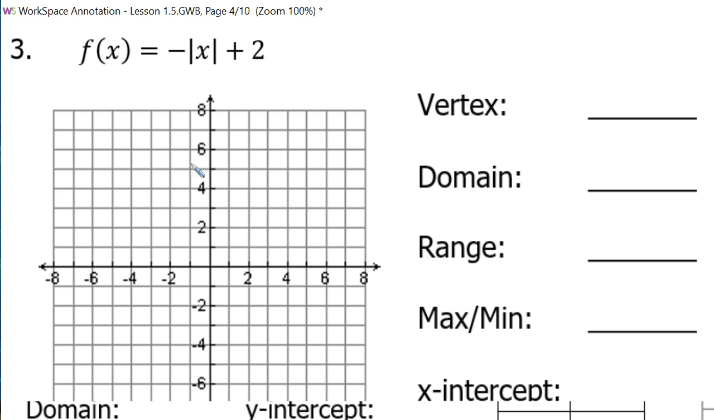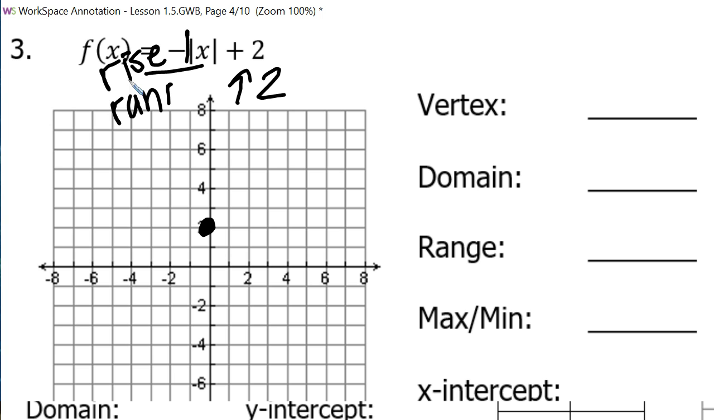We have the negative out front, so save that for last. And what's the plus 2 at the back make it do? Go up 2. So instead of starting at 0, move it up 2. So translations first, the A value is last. So move it left, right, up, or down. Now for the A value, what number is out in front? -1. Negative 1 over 1. So this is my rise, this is my run. So I need to rise -1 and run +1.